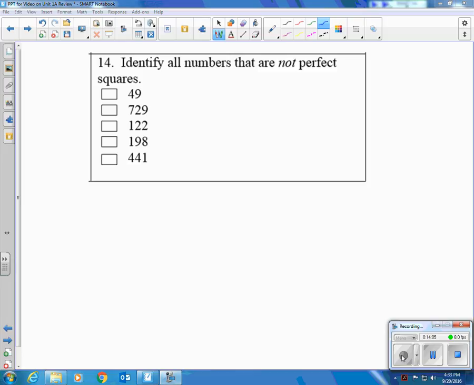The square root of 122 is not a perfect square. So this is what I'm checking off. The square root of 198 is not a perfect square, and so I'm going to check that one off. The square root of 441 is 21, so that is a perfect square. Again, make sure you're watching your wording. This time they're asking are not perfect squares. So be very careful of wording on your test.